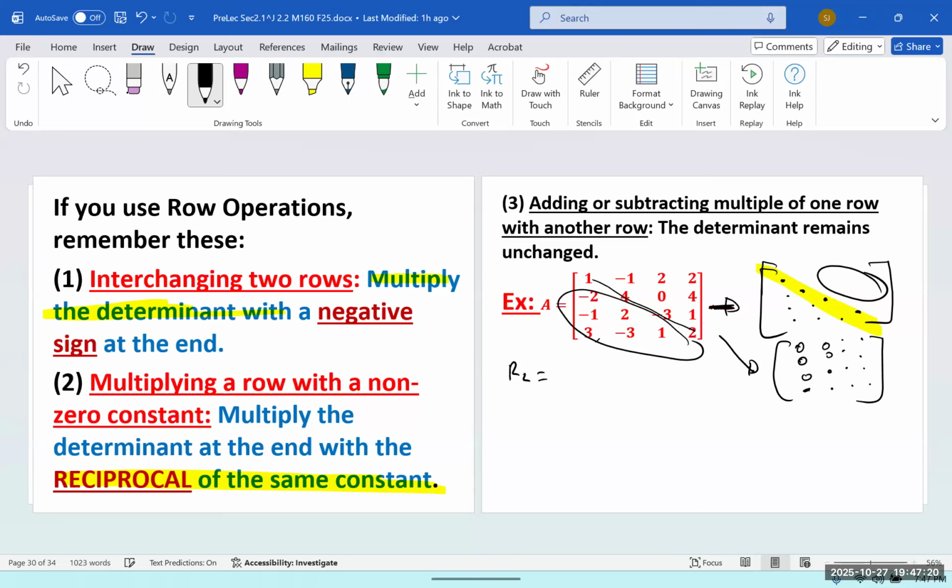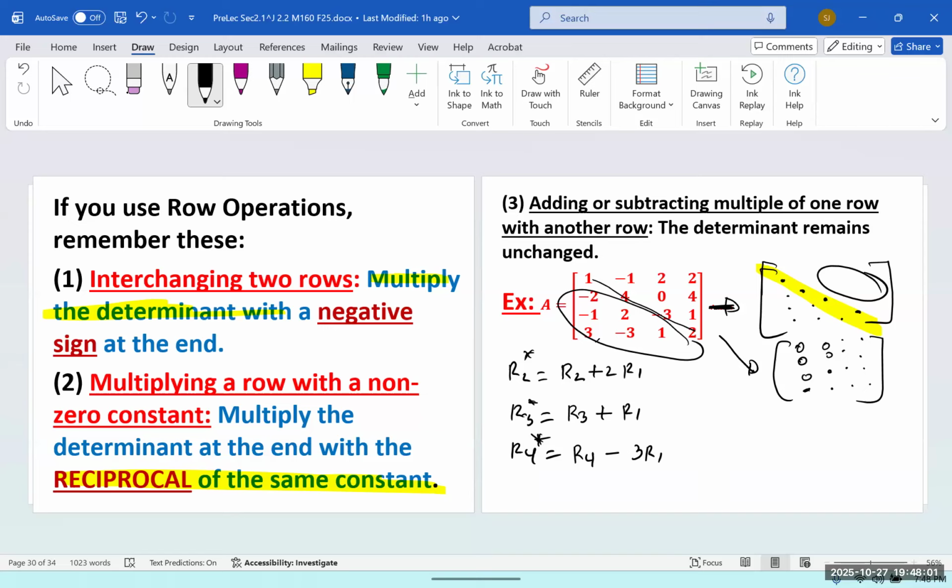So we are changing row 2, row 3, and row 4. Row 2 plus 2 row 1, perfect. And how about row 3? The current row 3 plus row 1, and row 4 is current row 4 minus 3 row 1. Adding or subtracting multiples of one row with another row doesn't do anything.